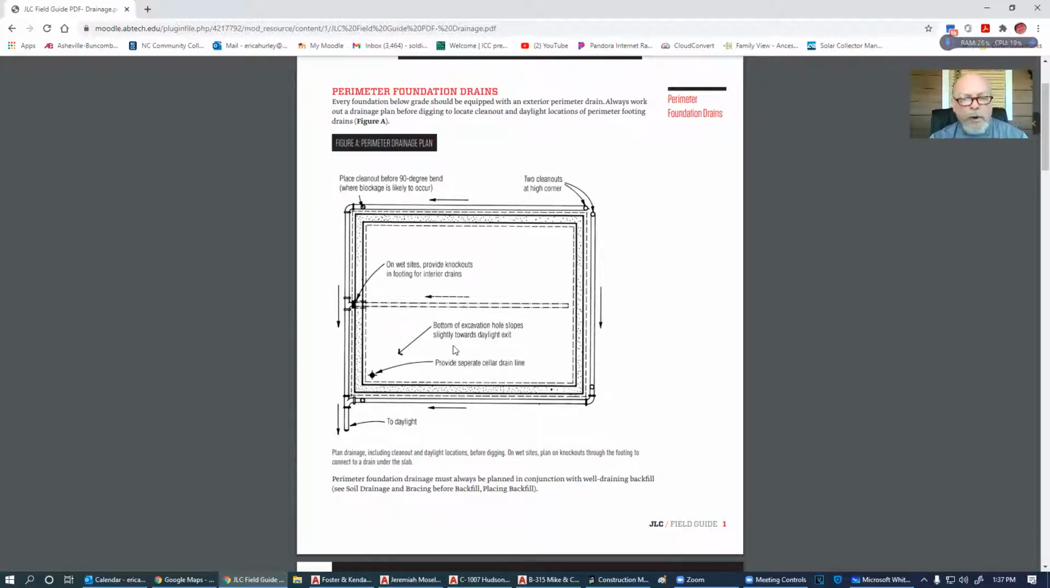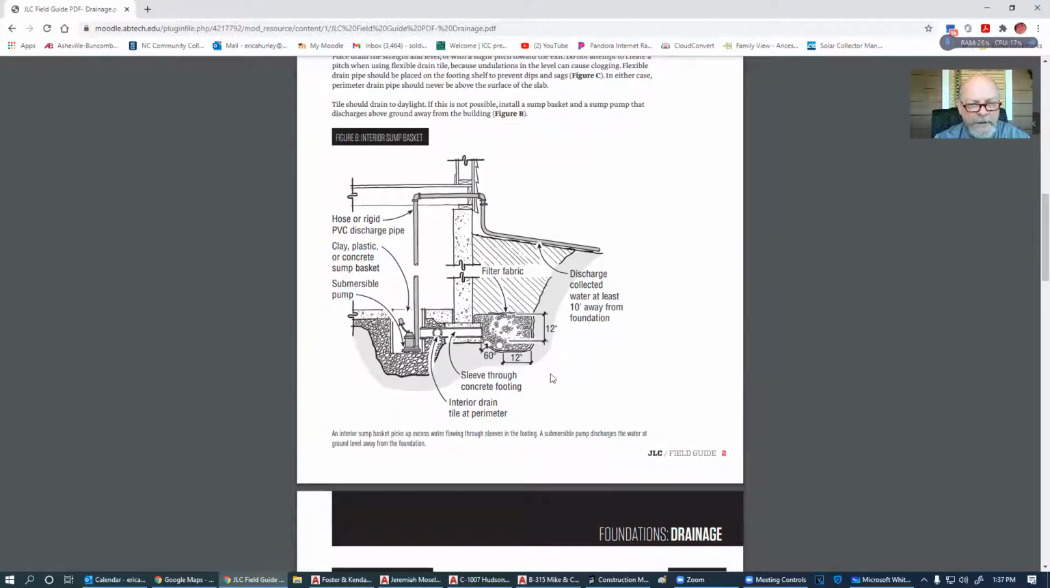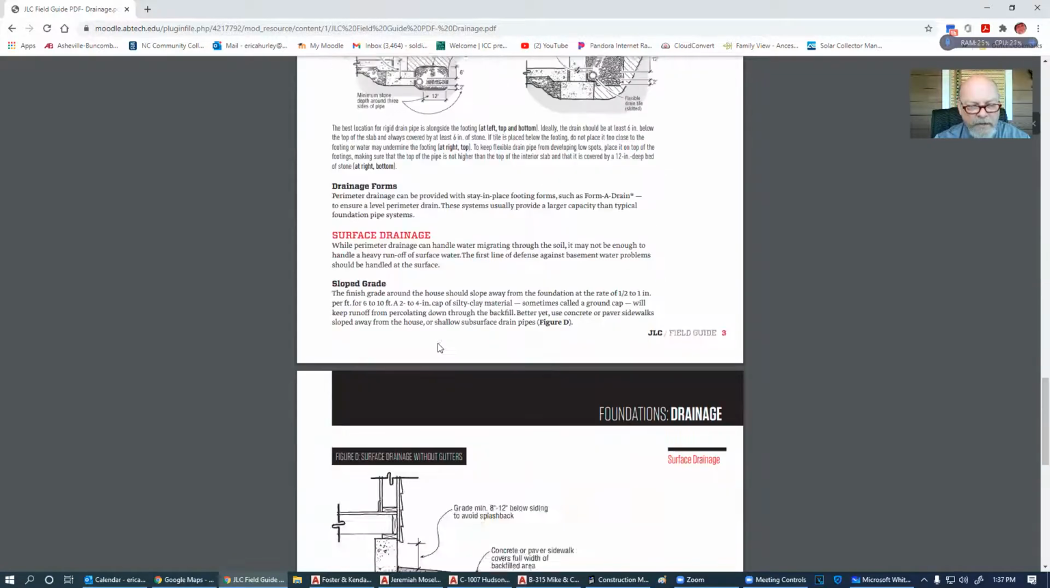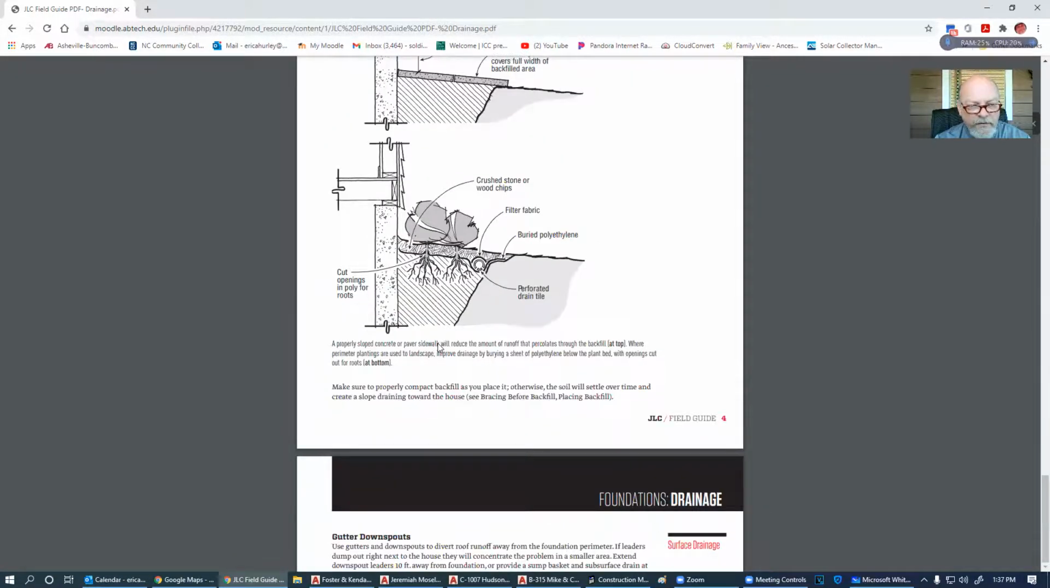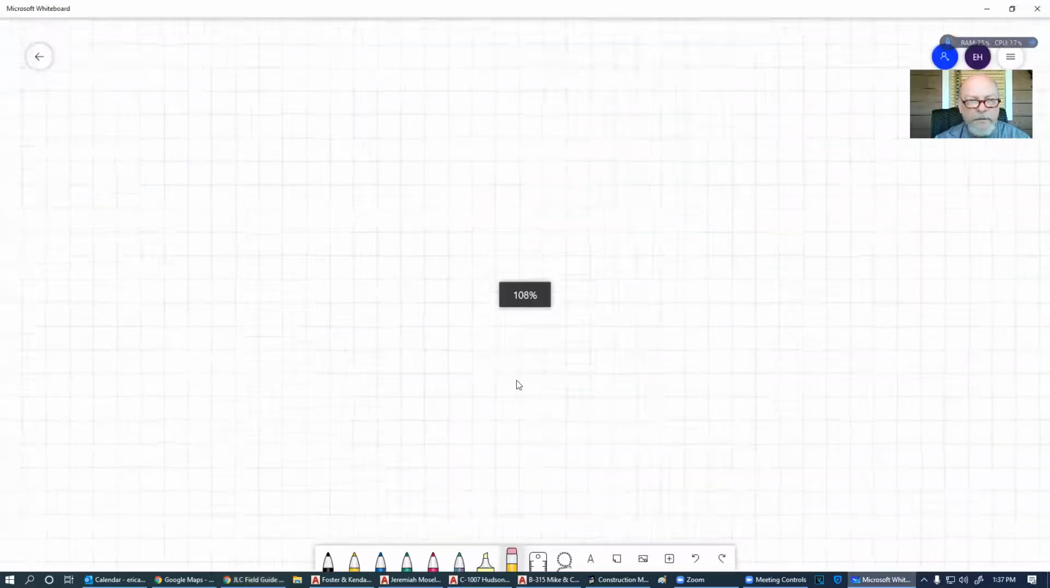According to code, we have to provide drainage all the way around the foundation to rid ourselves of any water that just so happens to get down deep into this. Sometimes you might be above the ground and you're going to have to use sump pumps as well. But before I get too far on the sump pumps, let me just draw something. Yeah, let's just do that.